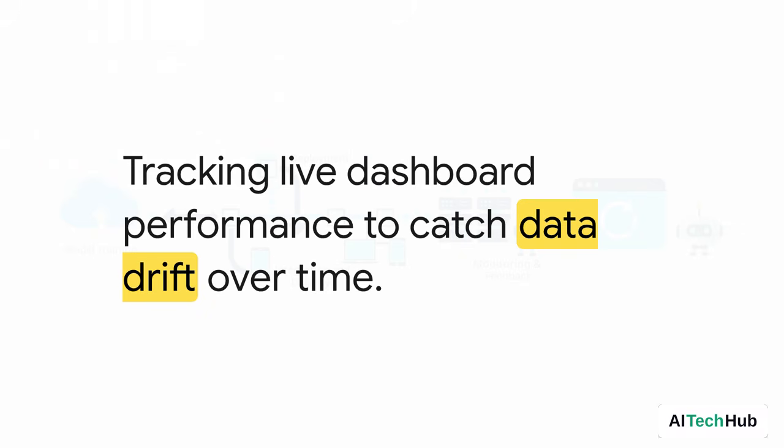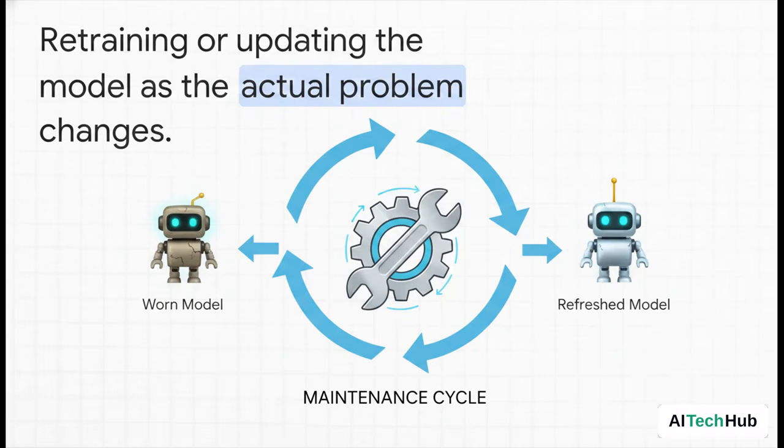Okay, so once you hit launch, you aren't just looking at perfectly controlled test data anymore. You have to actively track a live dashboard to catch data drift. Because here's the reality. Real-world trends change. They just do. And you need to know exactly when your model starts getting confused by genuinely new patterns it simply hasn't seen before. Which naturally leads us right into the final step, maintenance.